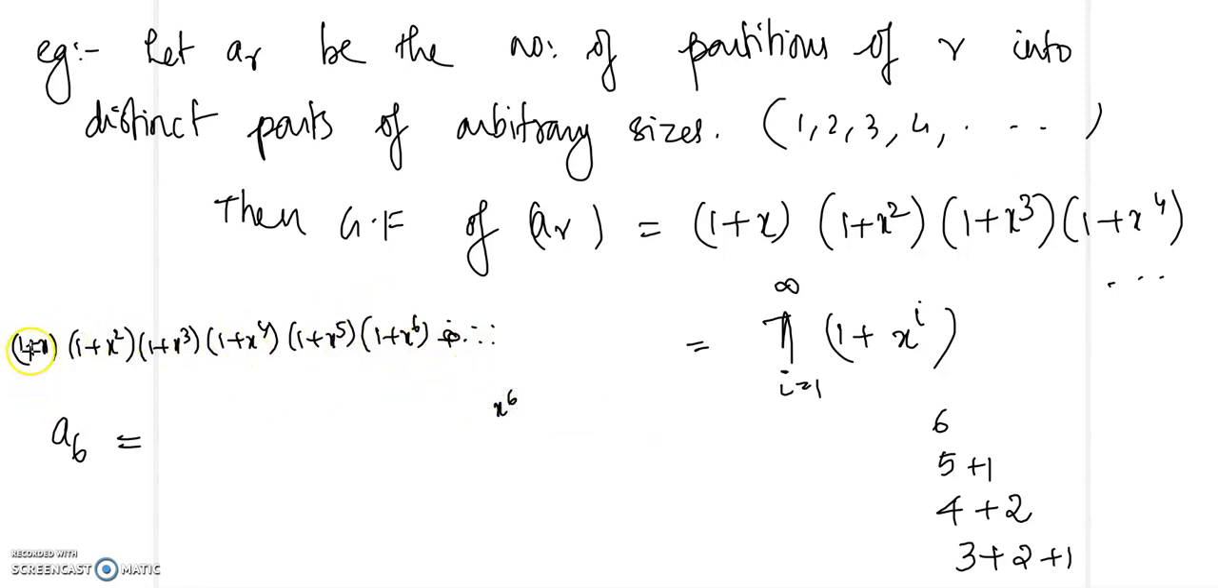So this is the first term, 1 into x raised to 6. So that corresponds to this. And then you have x square and x raised to 4. And then you have x, x square and x cube. And then you have x raised to 5 and x. So that will be the coefficient of x raised to 6 in this expansion. So A6 will be equal to 4 in this case.